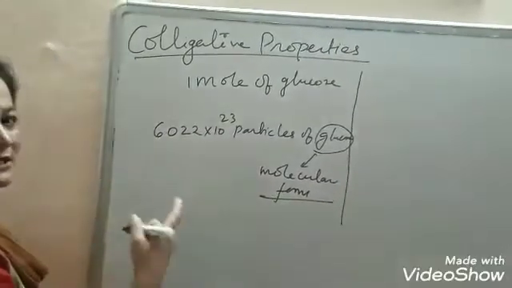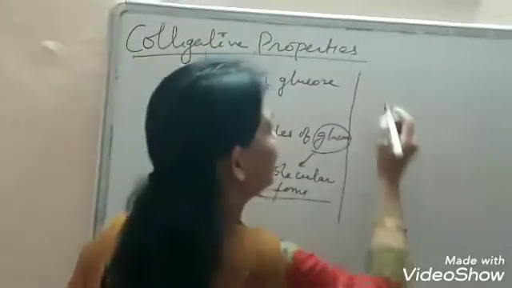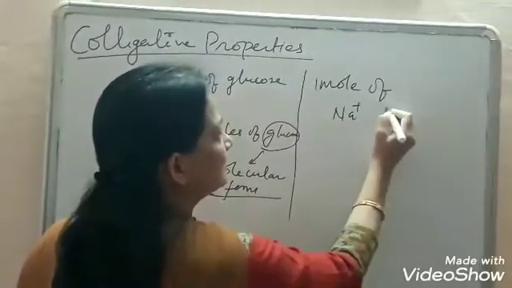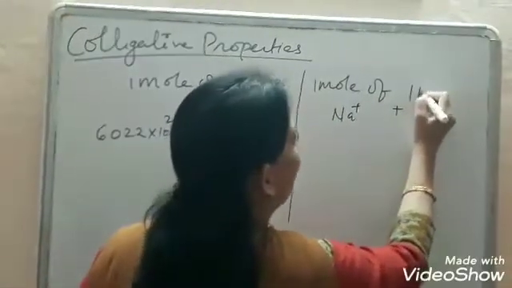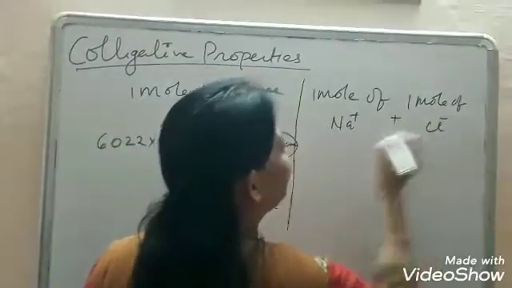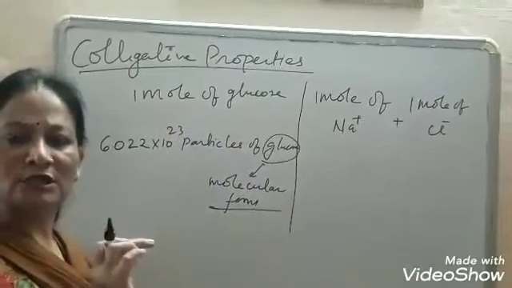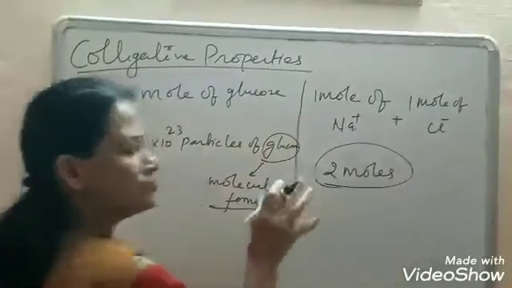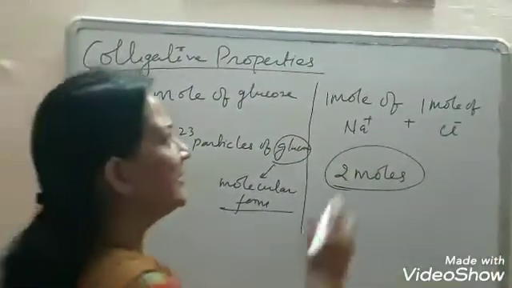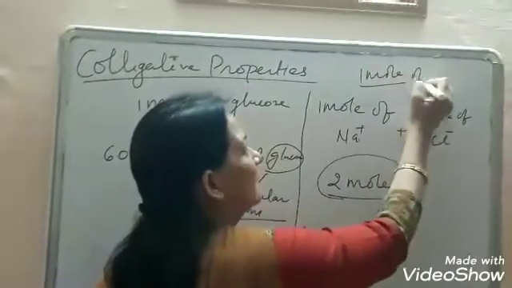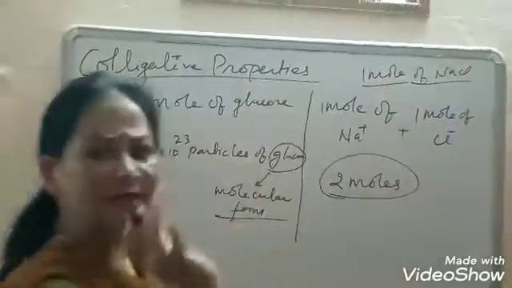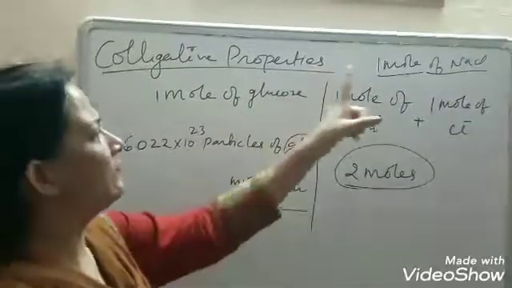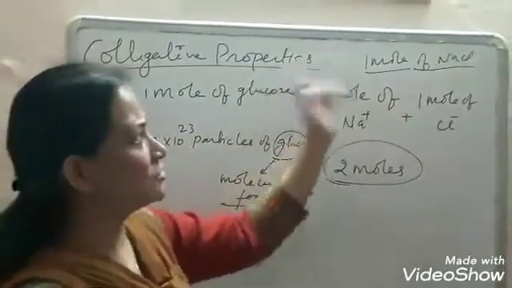Now if we take a solution containing 1 mole of Na plus ion and 1 mole of Cl minus ion, here the total number of particles is 2 moles, and you all know these 2 moles are obtained by dissolving only 1 mole of NaCl. See, I am explaining a very important concept. Pay attention that we are dissolving 1 mole of glucose, and 1 mole of NaCl, but the properties of both the solutes are different.